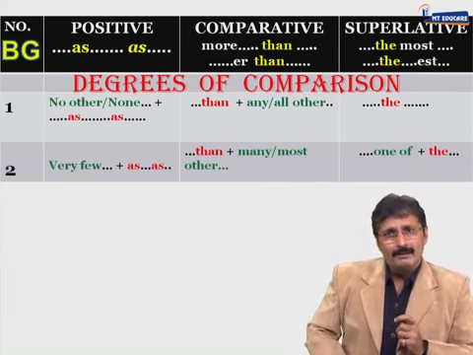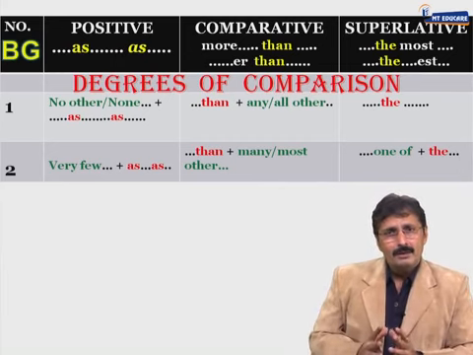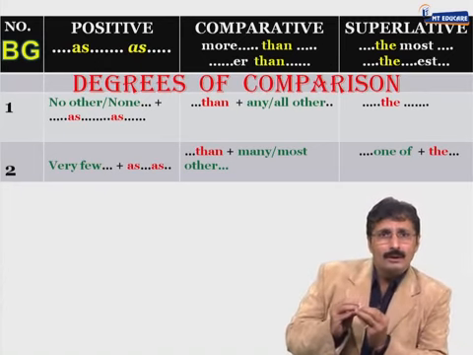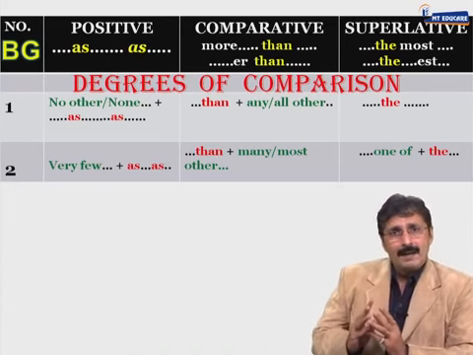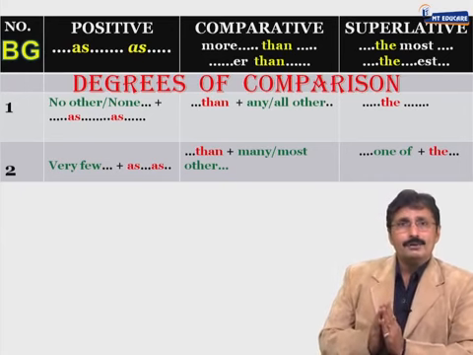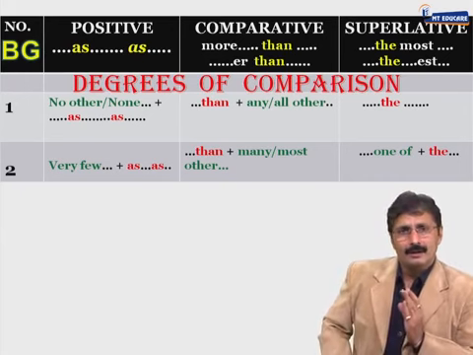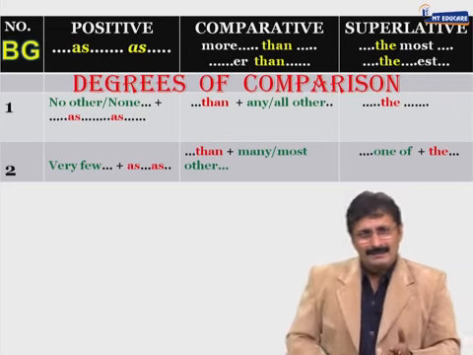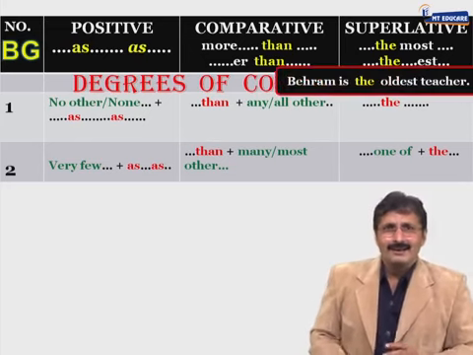Look at Type 1. Positive में, you can see the starting is 'no other' या 'none'. Comparative में than के बाद 'any other' या 'all other'. And superlative में सिर्फ 'the'. Sir, example के साथ समझाइए ना. Let's take it. Here is the example.